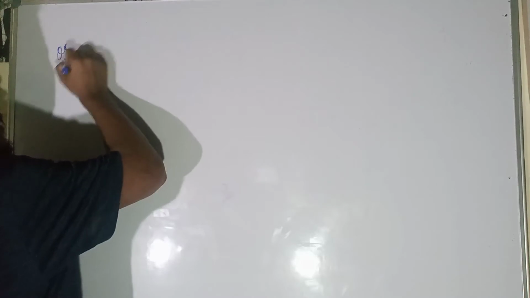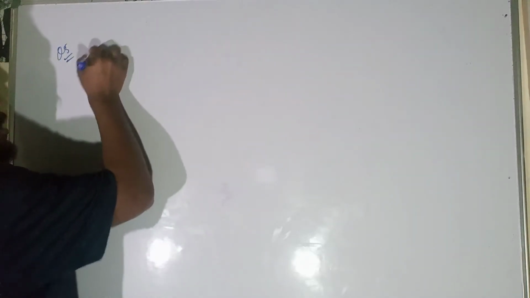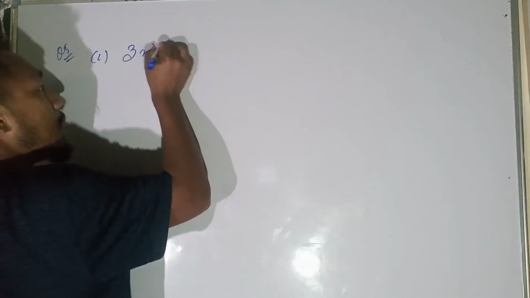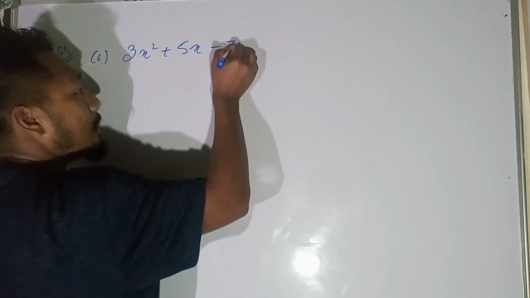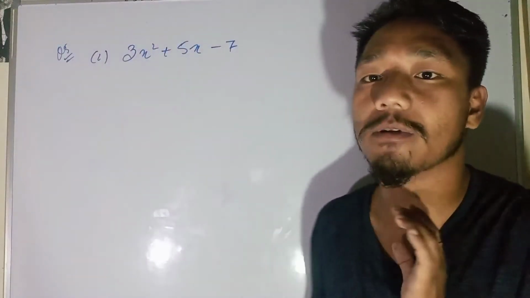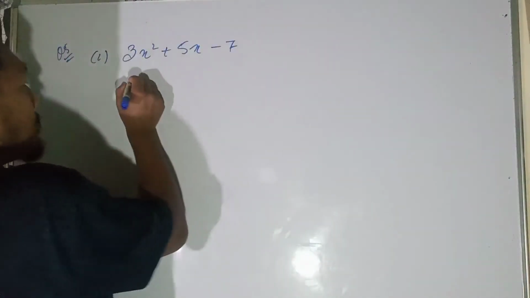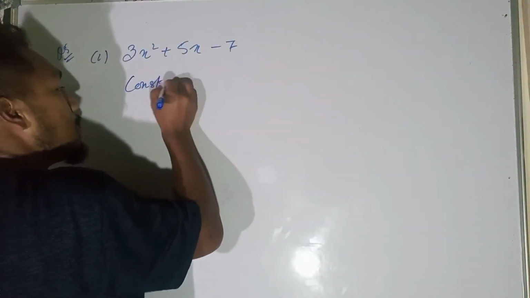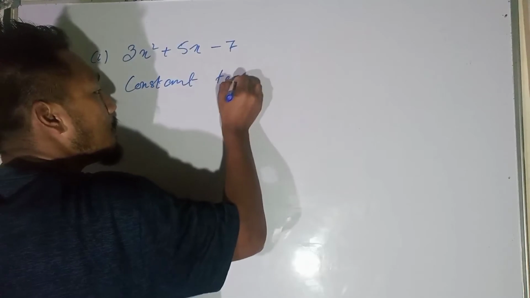So let's try to solve question number 5, number 1. It says, write the constant term of each of the following algebraic expressions. Number 1 is 3x squared plus 5x minus 7. Which one is the constant term here?